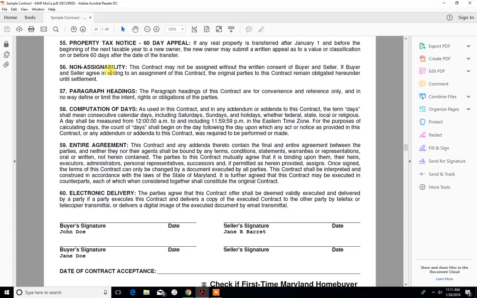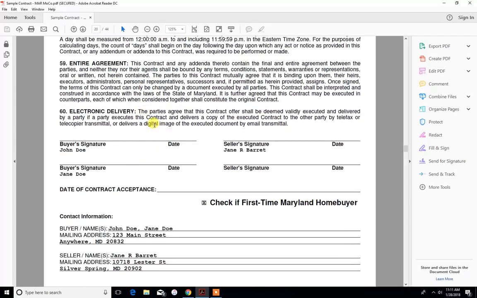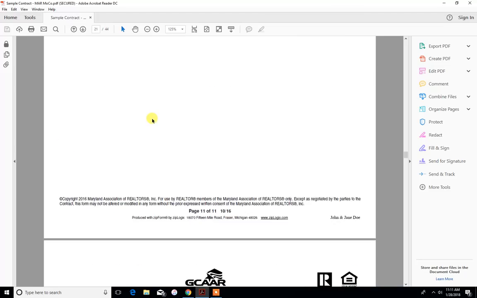You can't assign this contract to anybody. This is all legal stuff here. Go ahead and sign here and here. All right, now we'll get into the addendum.